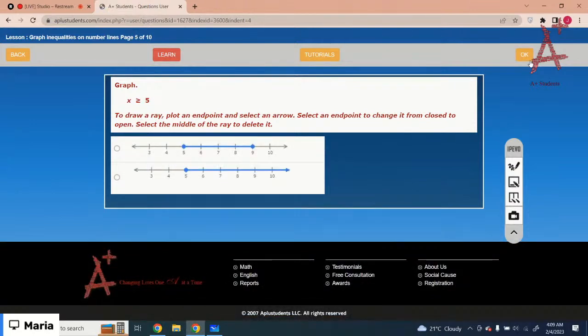Okay, the next one is x is greater than or equal to 5. That means x can be 5 and all the values that are greater than 5. That means on 5 you have a closed circle and all the values are greater than 5. So it would be on the right hand side. The arrow is on the right hand side. So the correct option is the second one. Got it?